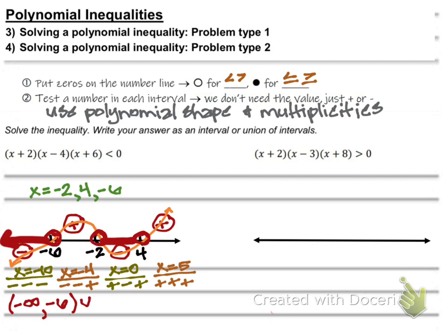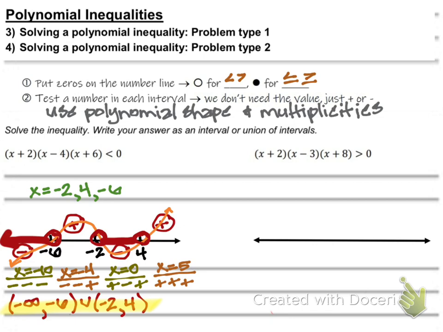Union, now we're going to the next part: parenthesis at negative 2 to 4 with a parenthesis. That is our answer, okay? So they don't require that you do a number line. I think doing the number line helps you write the interval, so I suggest doing a number line, okay?